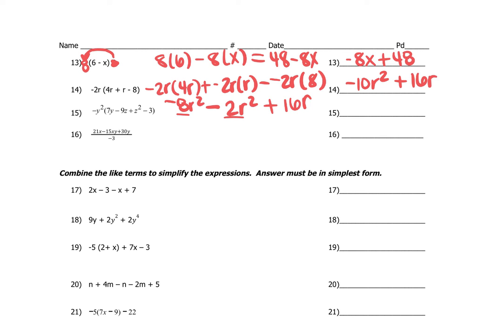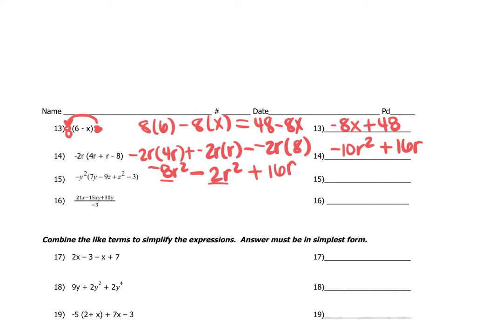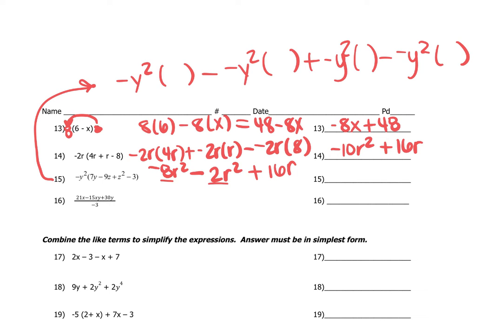Number 15, I'm going to go ahead and kind of work this one out up here because it's a longer problem. So we're going to take negative y squared and we're going to distribute that to all the terms in the parentheses. So I went ahead and just wrote out negative y squared 4 times and put empty parentheses next to them, and I pulled these signs, the pluses and minuses, based on what was in the parentheses. So now I'm going to go and fill in the terms.